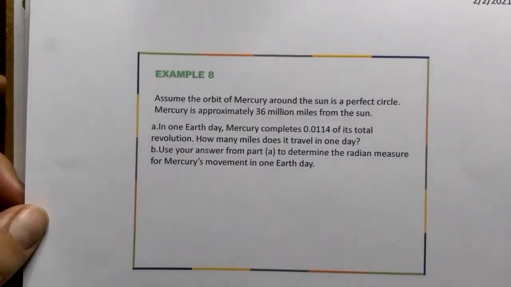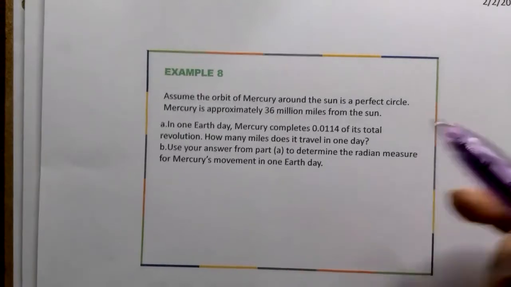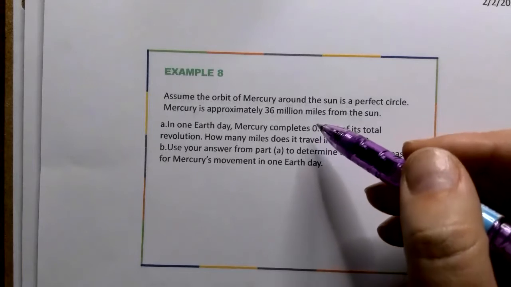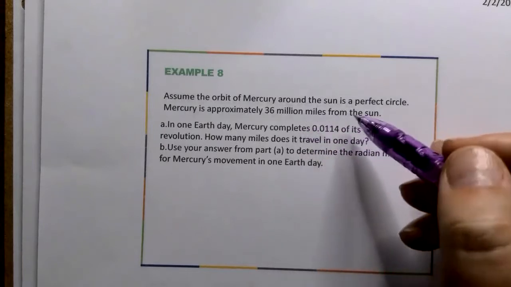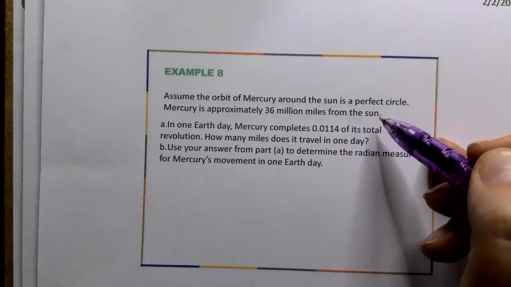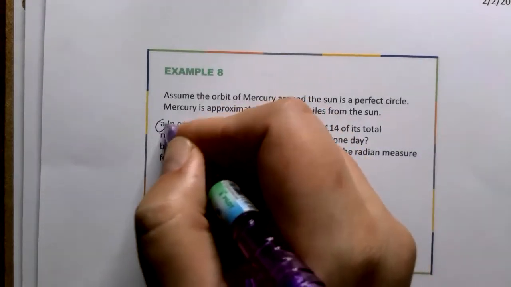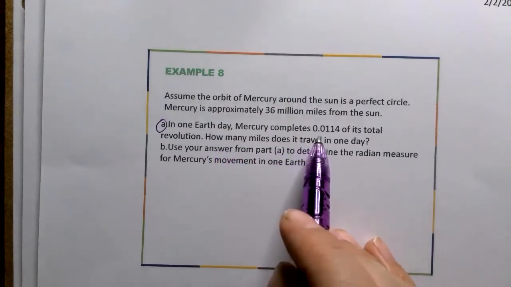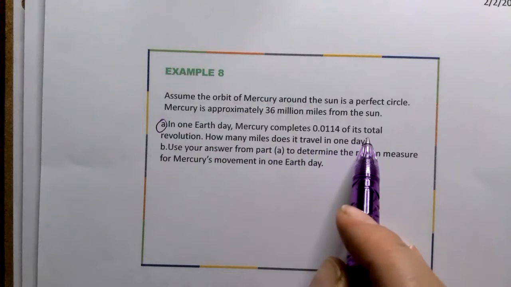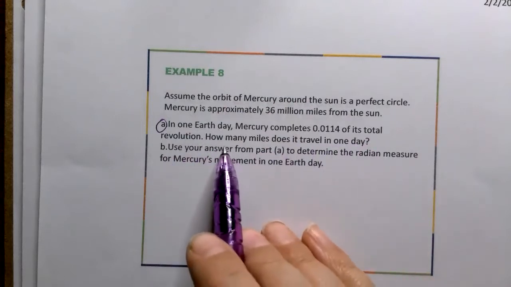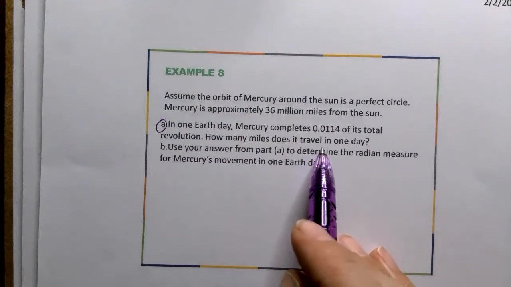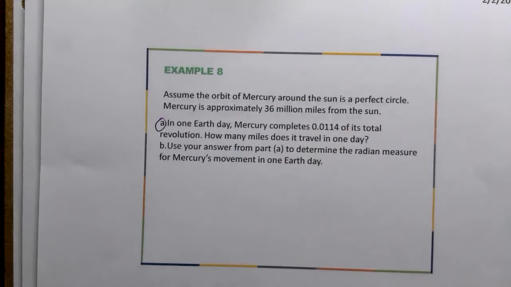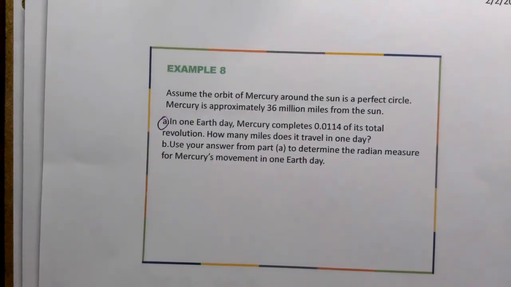Okay, so here we are. Assume the orbit of Mercury around the Sun is a perfect circle. Mercury is approximately 36 million miles from the Sun. Question A. In one Earth day, Mercury completes 0.0114 of its total revolution. How many miles does it travel in one day? Question B. Use your answer from part A to determine the radian measure for Mercury's movement in one Earth's day.